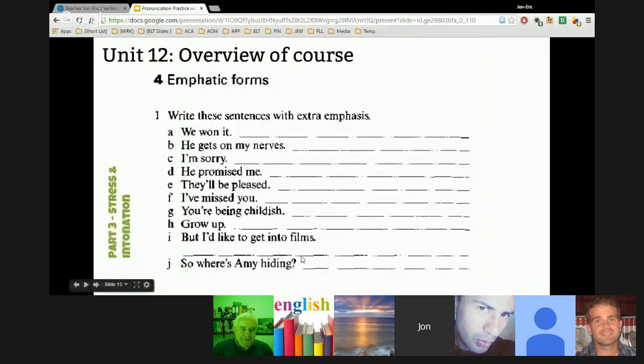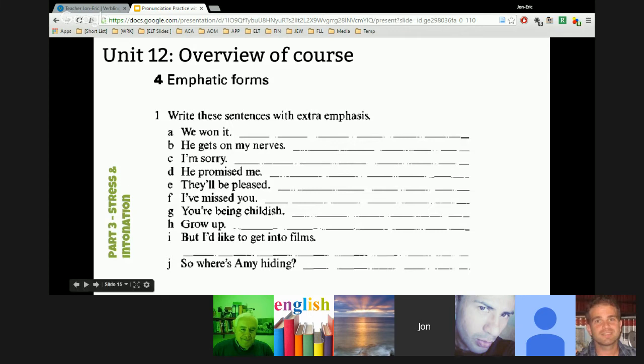Okay, we got one more, and we're going to go with Mr. Giancarlo for J. So where is Amy hiding? Yes. You could have put the stress on the is. Where is Amy hiding? That's it. She's not here. She's not hiding here. She's not hiding there. So where is Amy hiding?